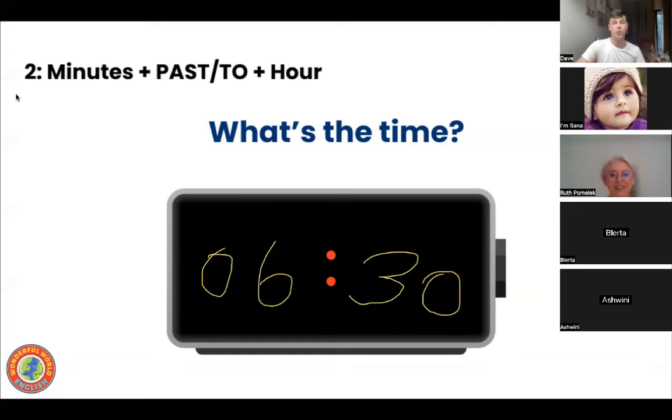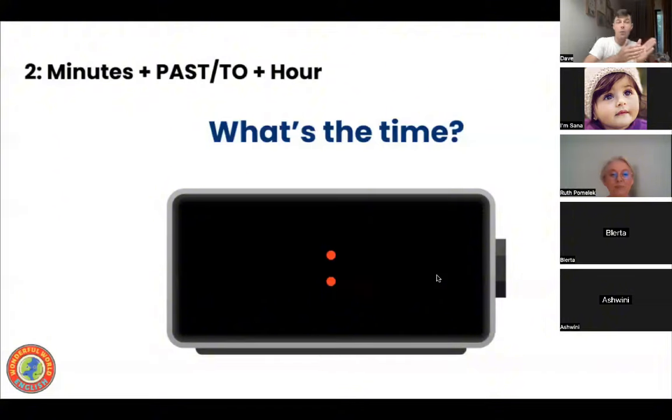Perfect. Wonderful. Well done. That's really the two main ways to say the time: we can have the hour, then the minutes, or we can start with the minutes and past or to the next hour.